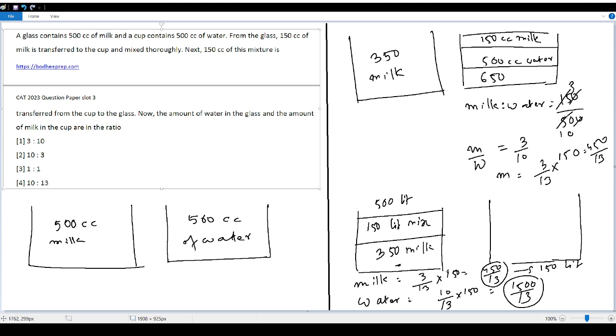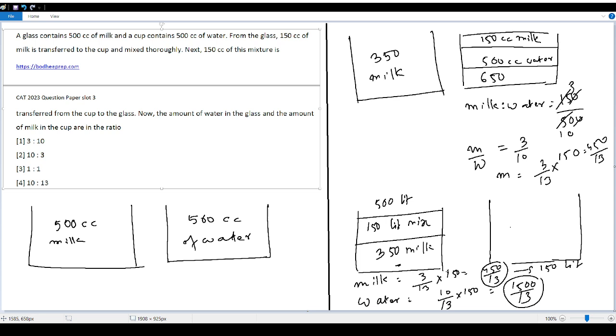Did I make any mistake in the calculation? Sir, I did it in a very normal way. Like 500 of milk and 500 of water. If 150 goes into this, it becomes 650. Then that 150 goes back into the milk, so it will again become 500. So 500:500, which is 1:1. No, no, no.